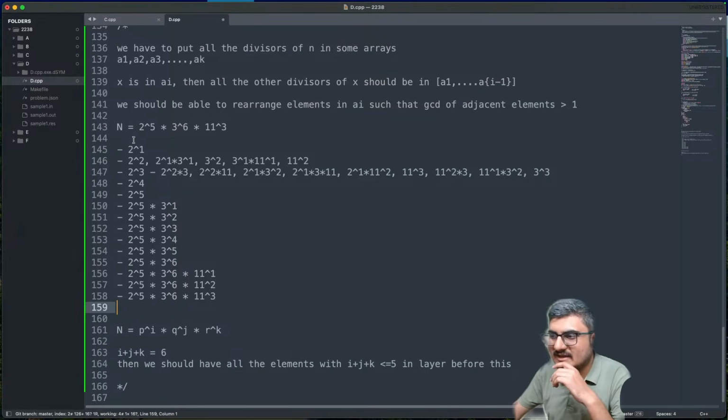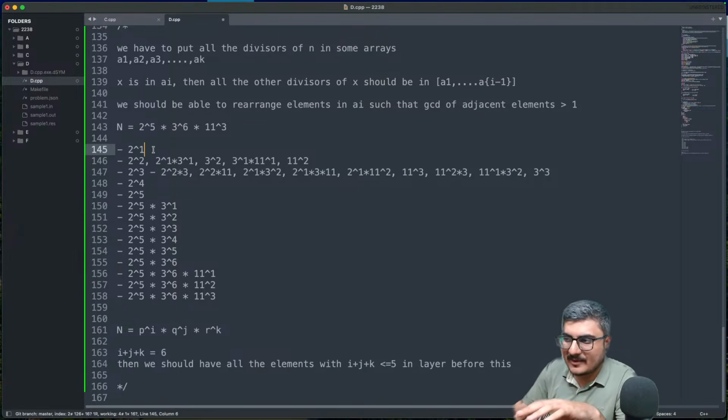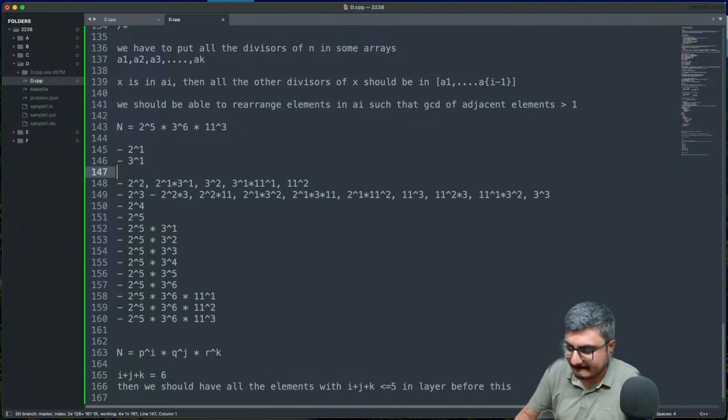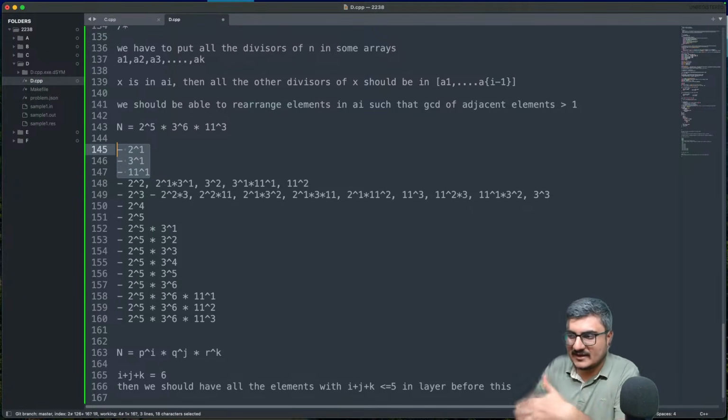And the only case where this would fail is when the power is 1. You cannot have 2 to the power 1 and 3 to the power 1 together because they don't share any factor. So we will have to put them in separate layers. Similarly, 11 to the power 1. Only when we are looking at primes with power 1, we have to keep the layers separate. Otherwise, we can keep the layers the same.